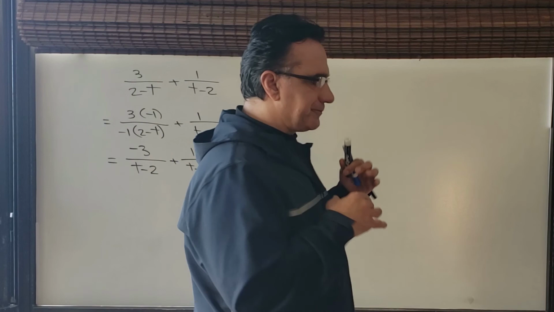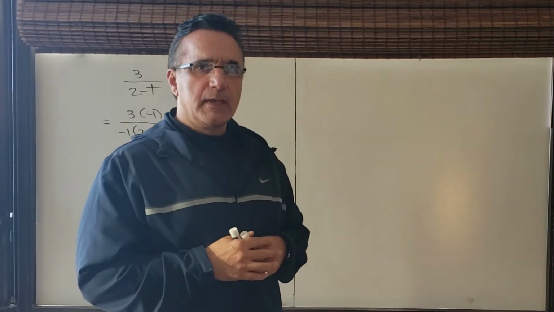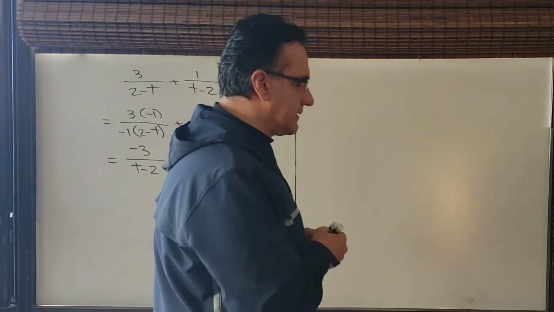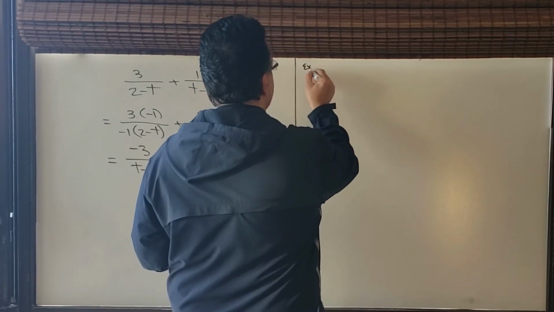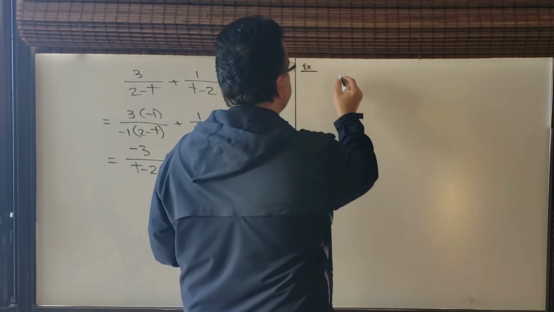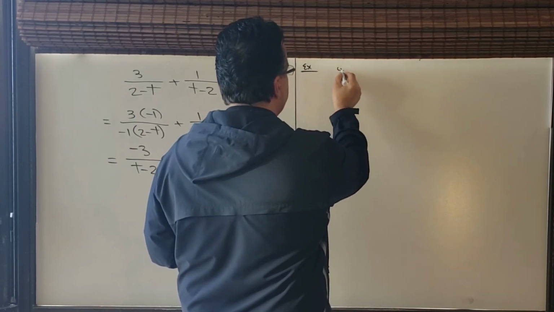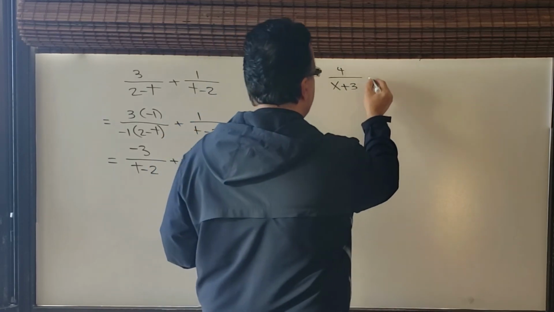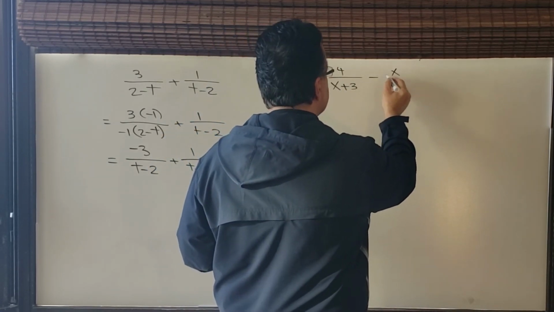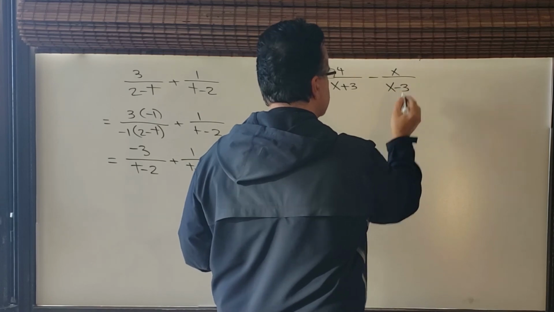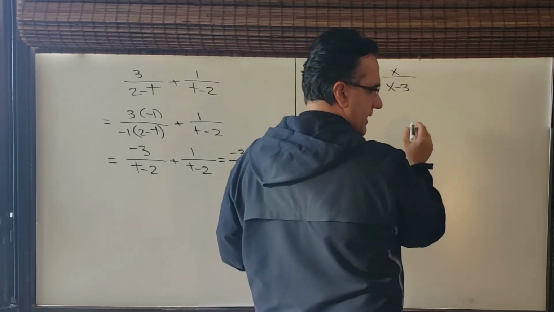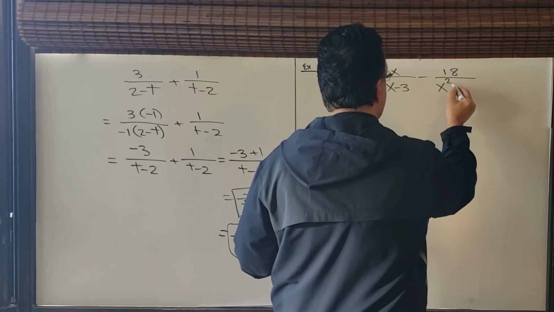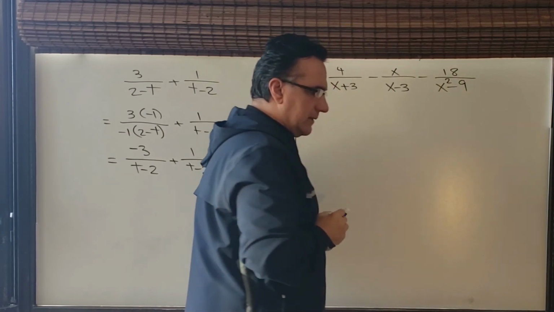Let's look at one more problem before we call it the day for this section, and that is this one. Let's look at 4 over x plus 3 minus x over x minus 3 minus 18 over x squared minus 9.